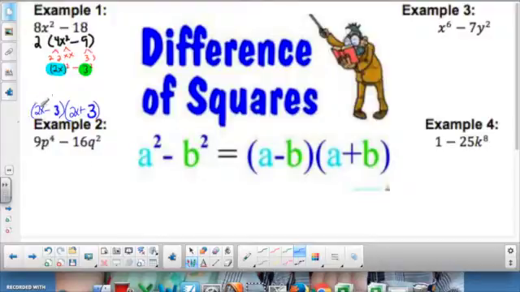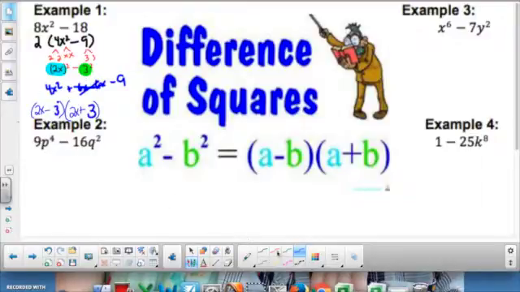And you can check yourself to make sure this works. 2x times 2x is 4x squared. 2x times 3 is 6x. Negative 3 times 2x is negative 6x. And negative 3 times 3 is negative 9. Well, 6x and negative 6x are 0. So now I've got my 4x squared minus 9.